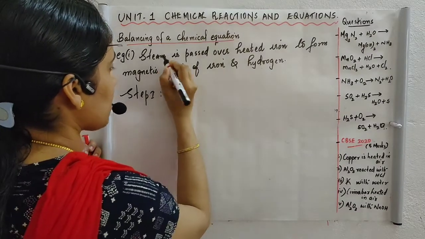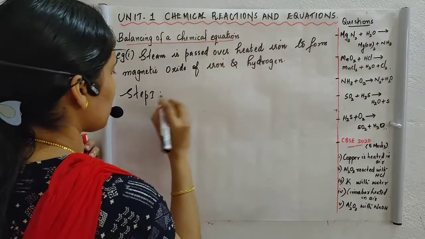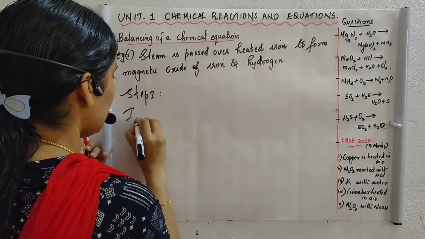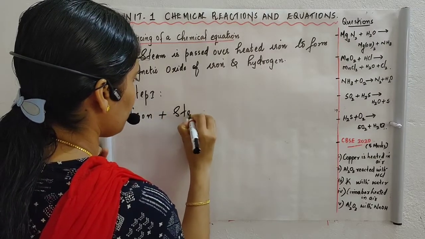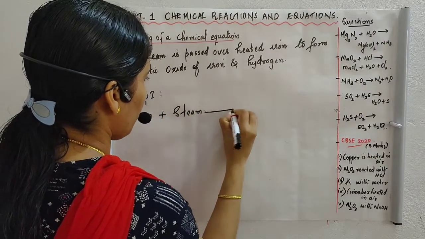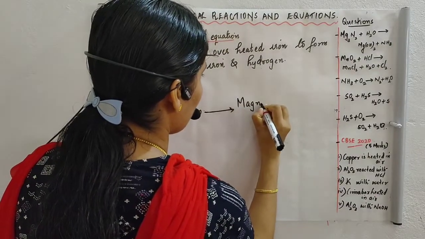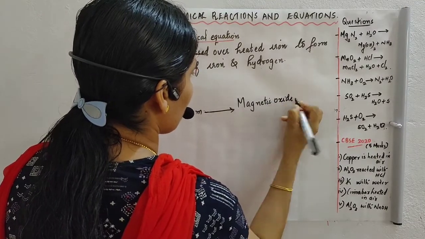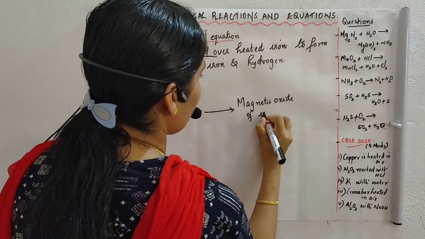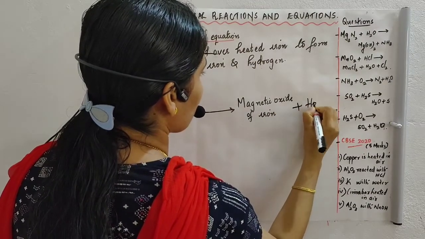So, the reacting substances here are steam and iron. So, step 1, word equation: iron plus steam to form magnetic oxide of iron, plus hydrogen.